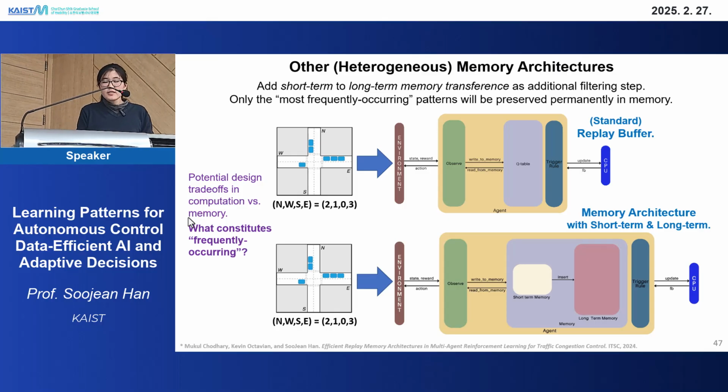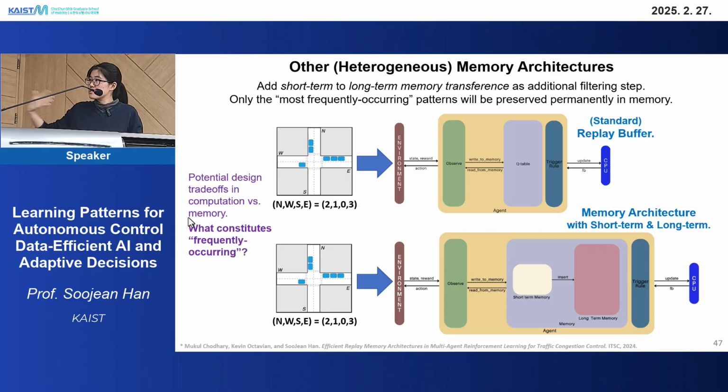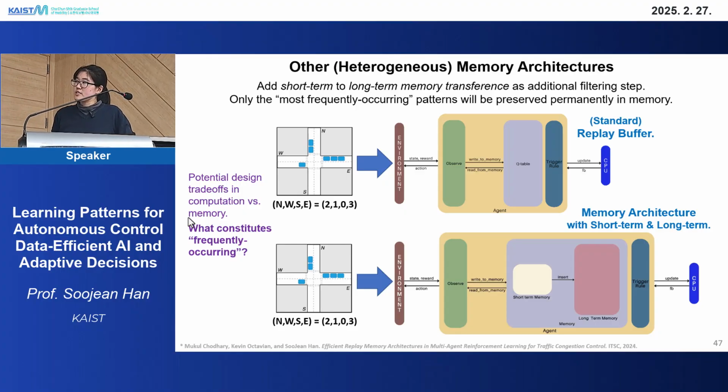Okay, so this leads to potential design trade-offs in computation versus memory. So what constitutes frequently occurring, and how often should we perform this filtering step?